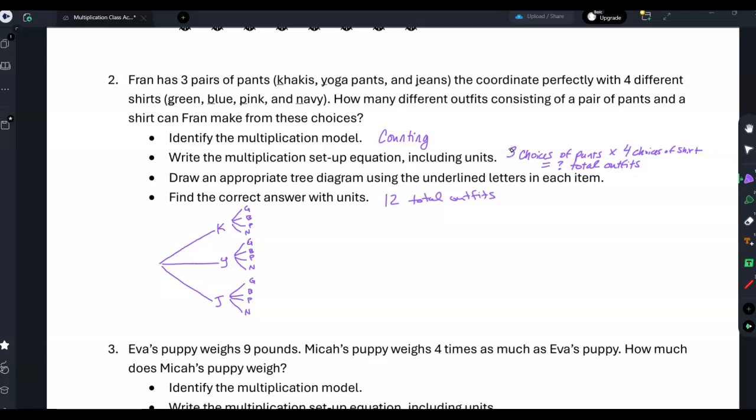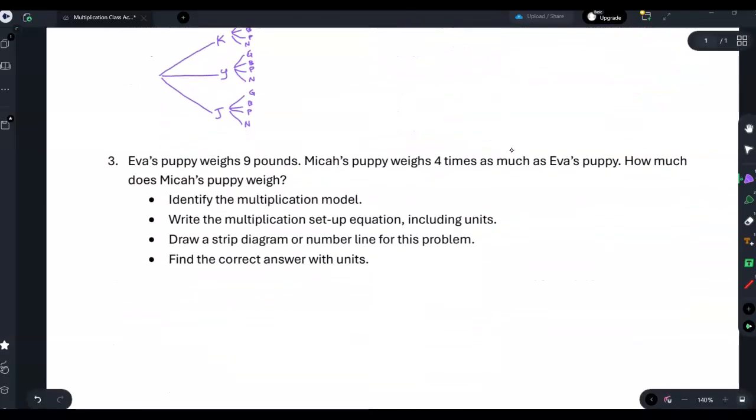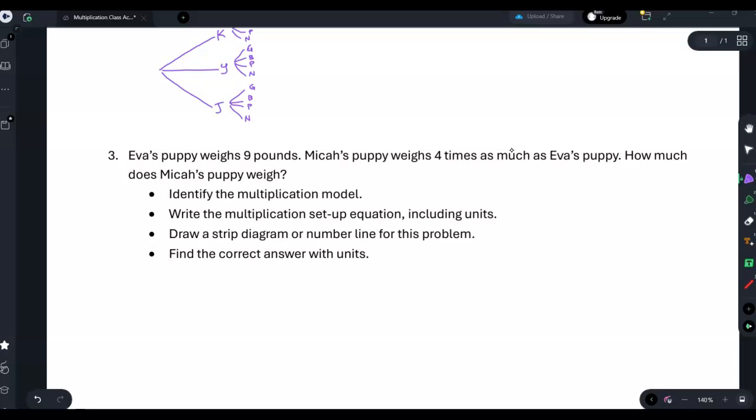All right, and then let's take a look at the last one here. So this says Ava's puppy weighs 9 pounds. Micah's puppy weighs 4 times as much as Ava's puppy. How much does Micah's puppy weigh? So we're comparing, right? We're talking about Micah's weighs this many times as much as Ava's. So this would be a multiplicative comparison problem.